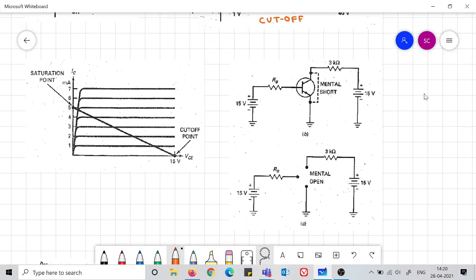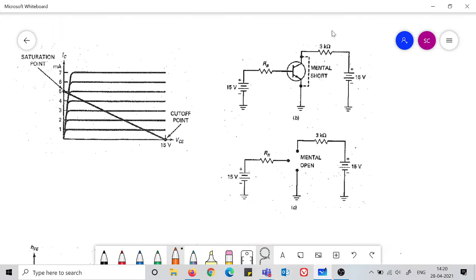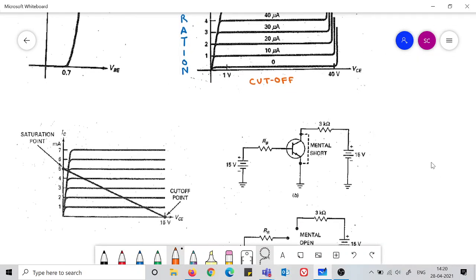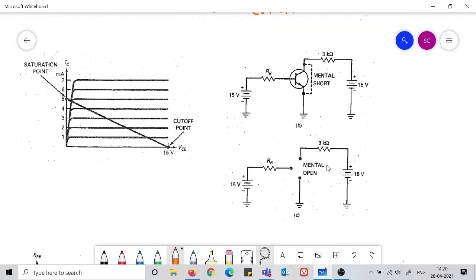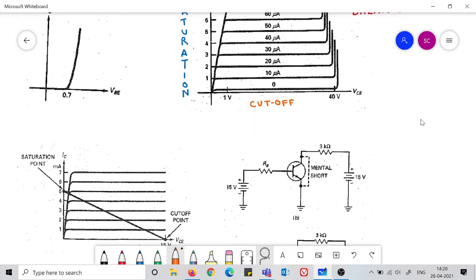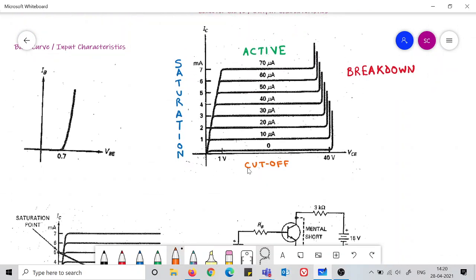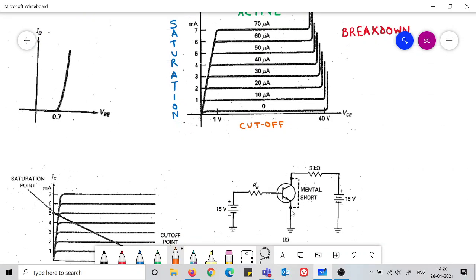So you see these two figures. One is when the transistor is shorted and one is when the transistor is open. What does this mean? From this collector curve, mental short, the IC being short, means VCE is 0. 0 means this line, this vertical line.